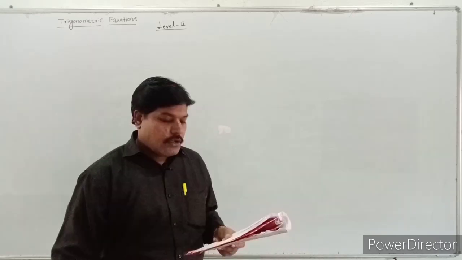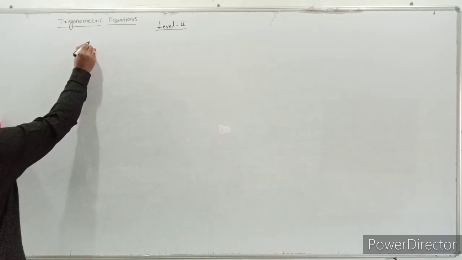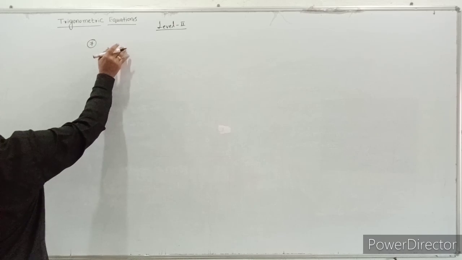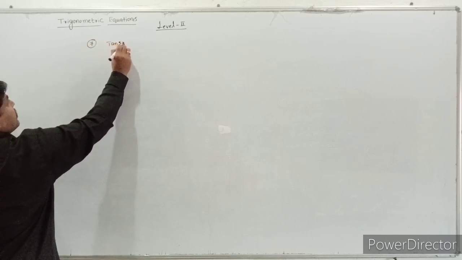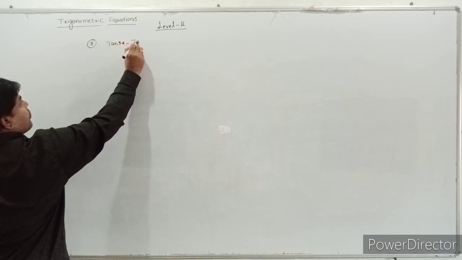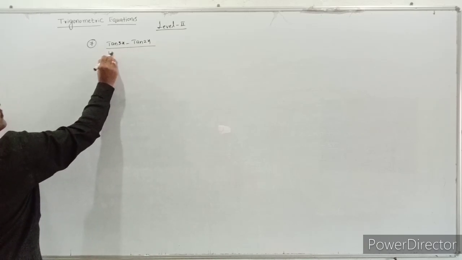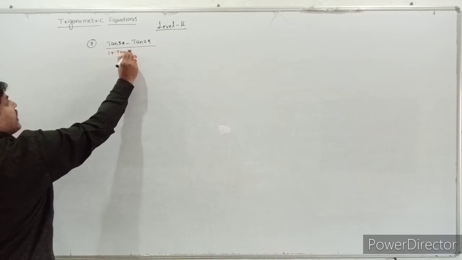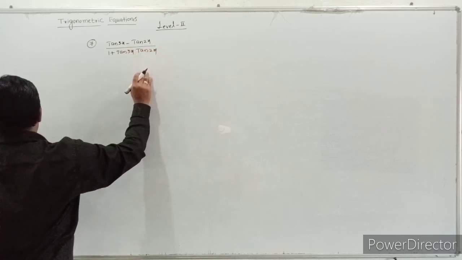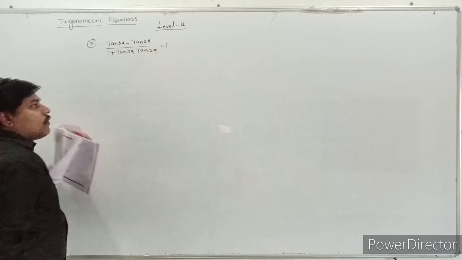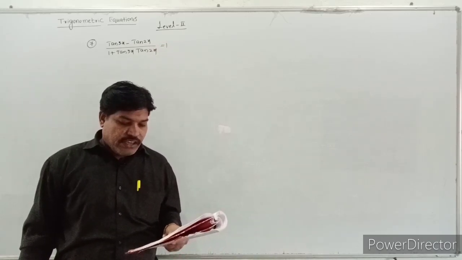So see that question, students. So see question number 7. What is question number 7? The general solution of (tan 3x minus tan 2x) by (1 plus tan 3x into tan 2x) is equal to 1. So they are asking what is the general solution of this equation.